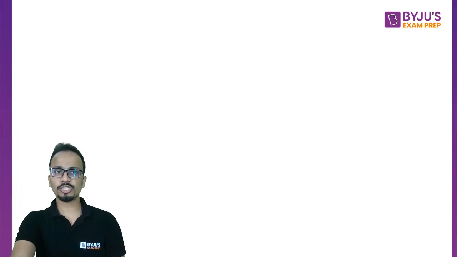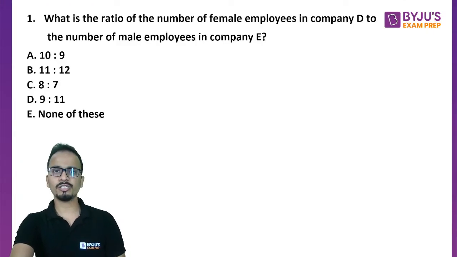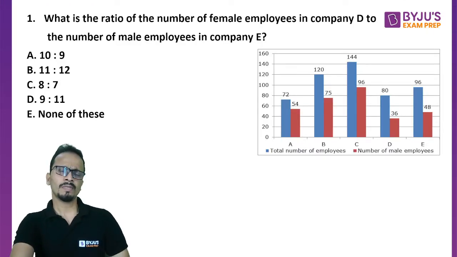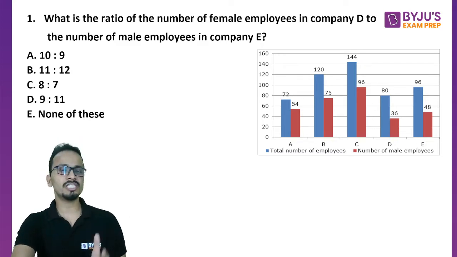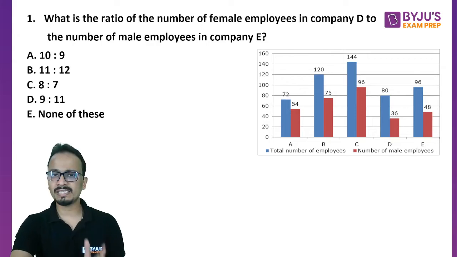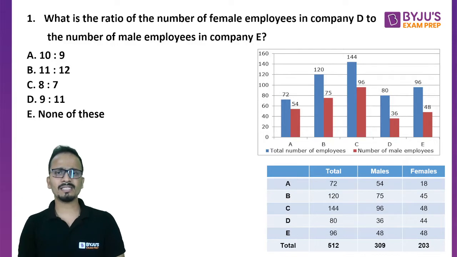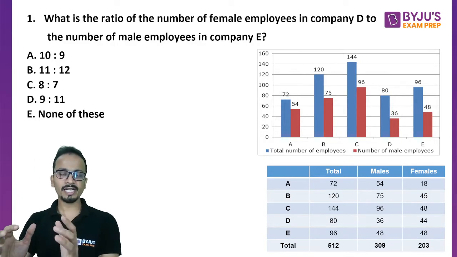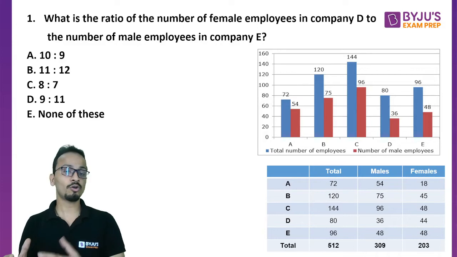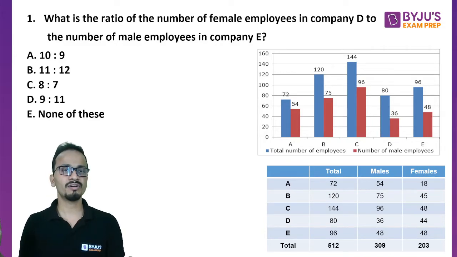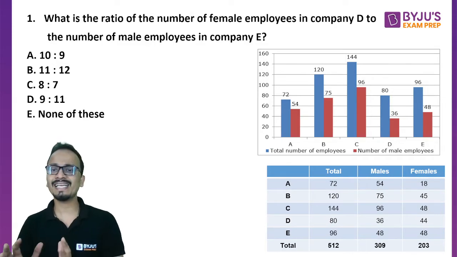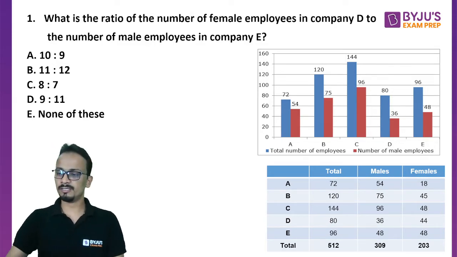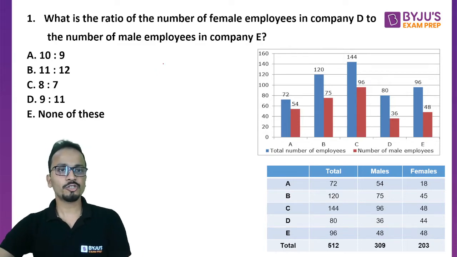So the first question on your screen, this is the question and this is the data that was given to us. Since I have already calculated the number of female employees for each and every company, I have presented this entire data in the form of a table. So this is the table that is there below you. This data will be handy for all of you for all the remaining questions. We'll be using this table because we have already segregated the data. All right, so let's talk about the first question.